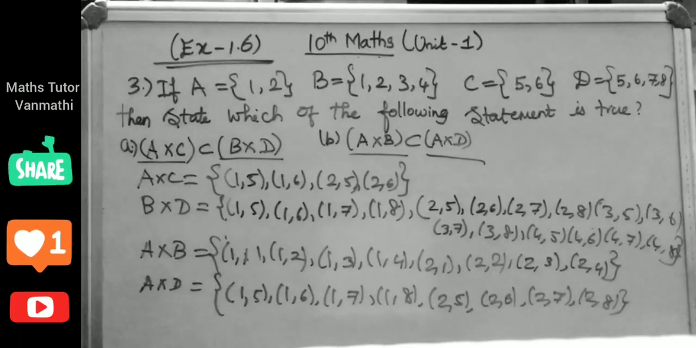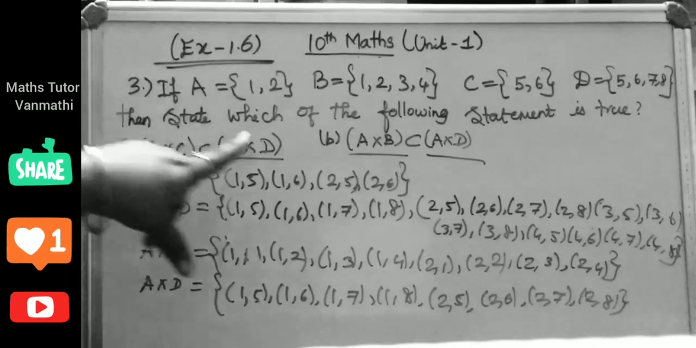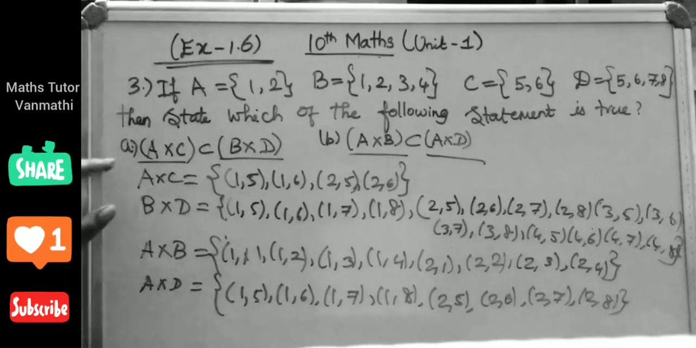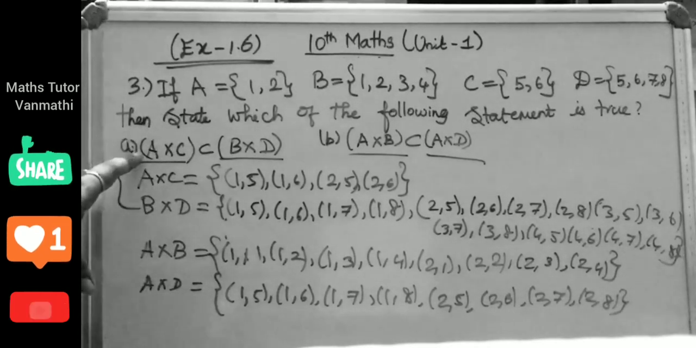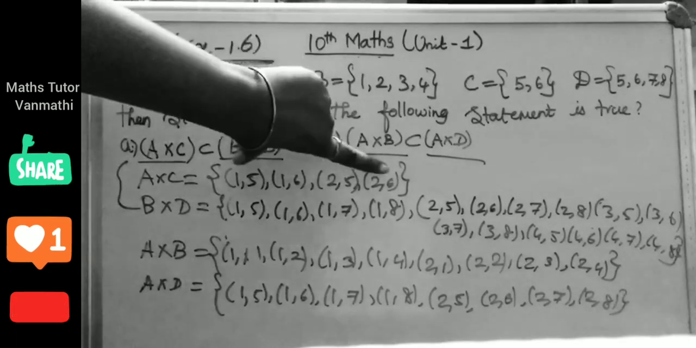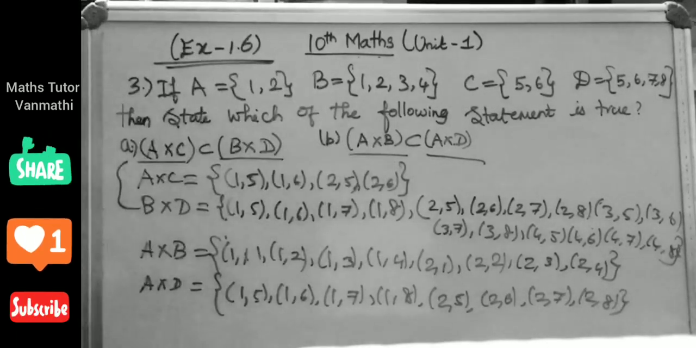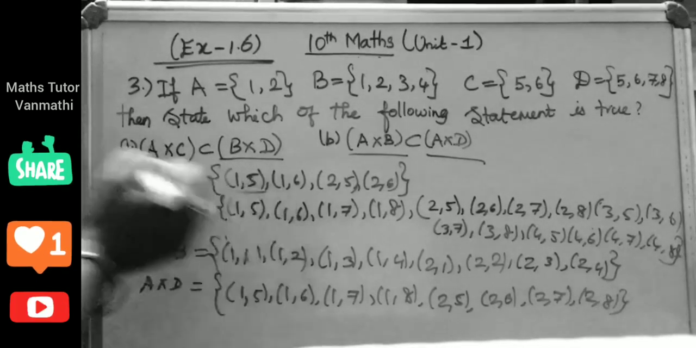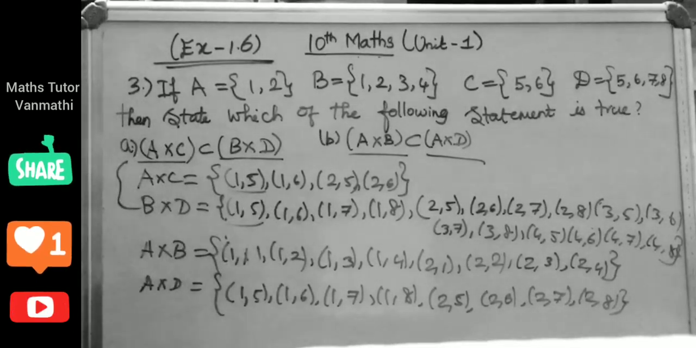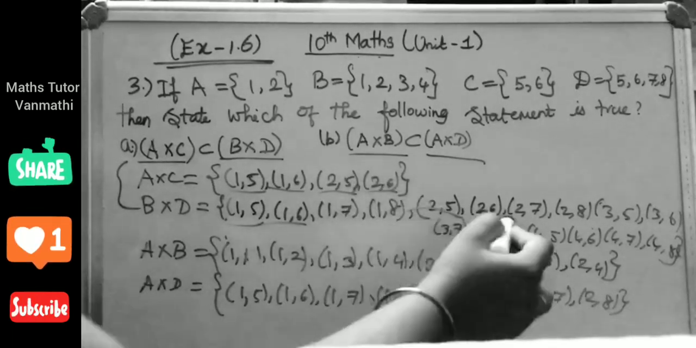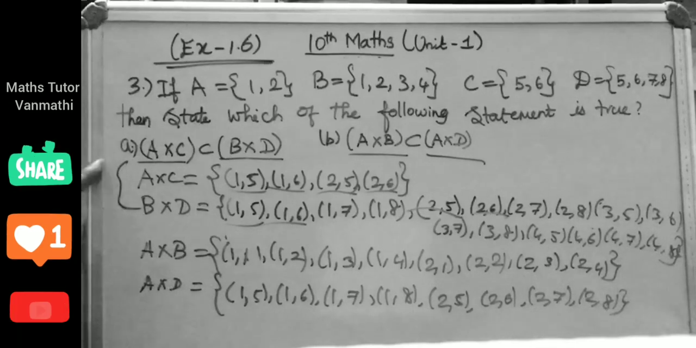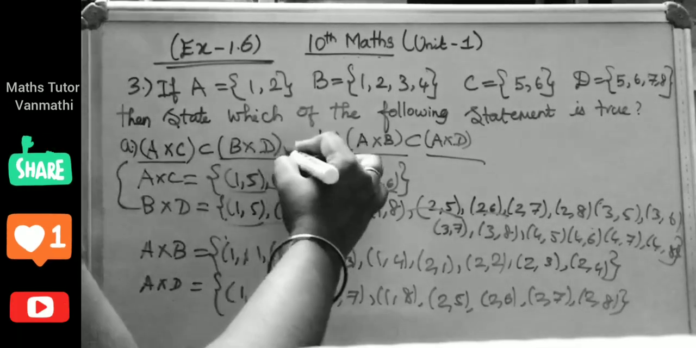Next, first is your A cross C and B cross D. So first we are going to check these two. Here what they have given us, A cross C is a subset of B cross D. That is, these elements should be in B cross D. That is the meaning of subset. Okay, we can check whether (1,5) is there. Yeah, it's there. Next (1,6), (2,5), then (2,6). So from this we can say this option is right.